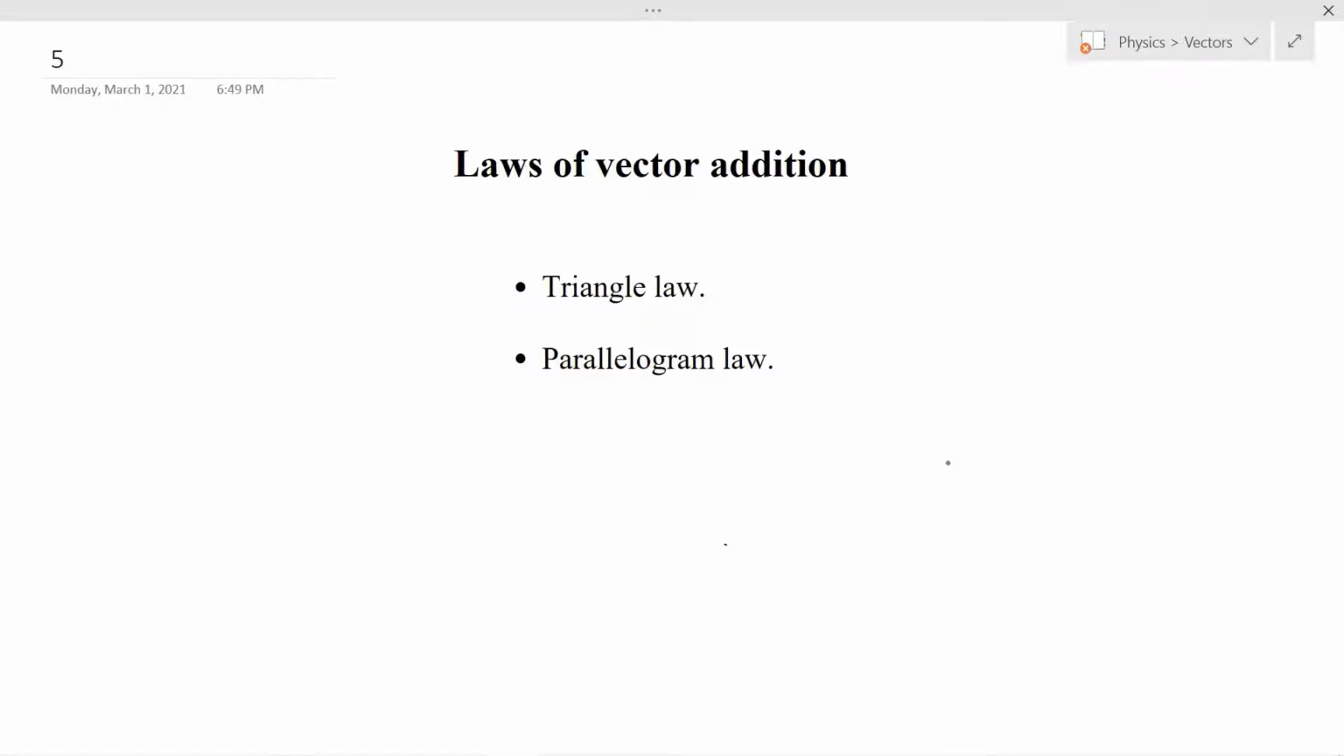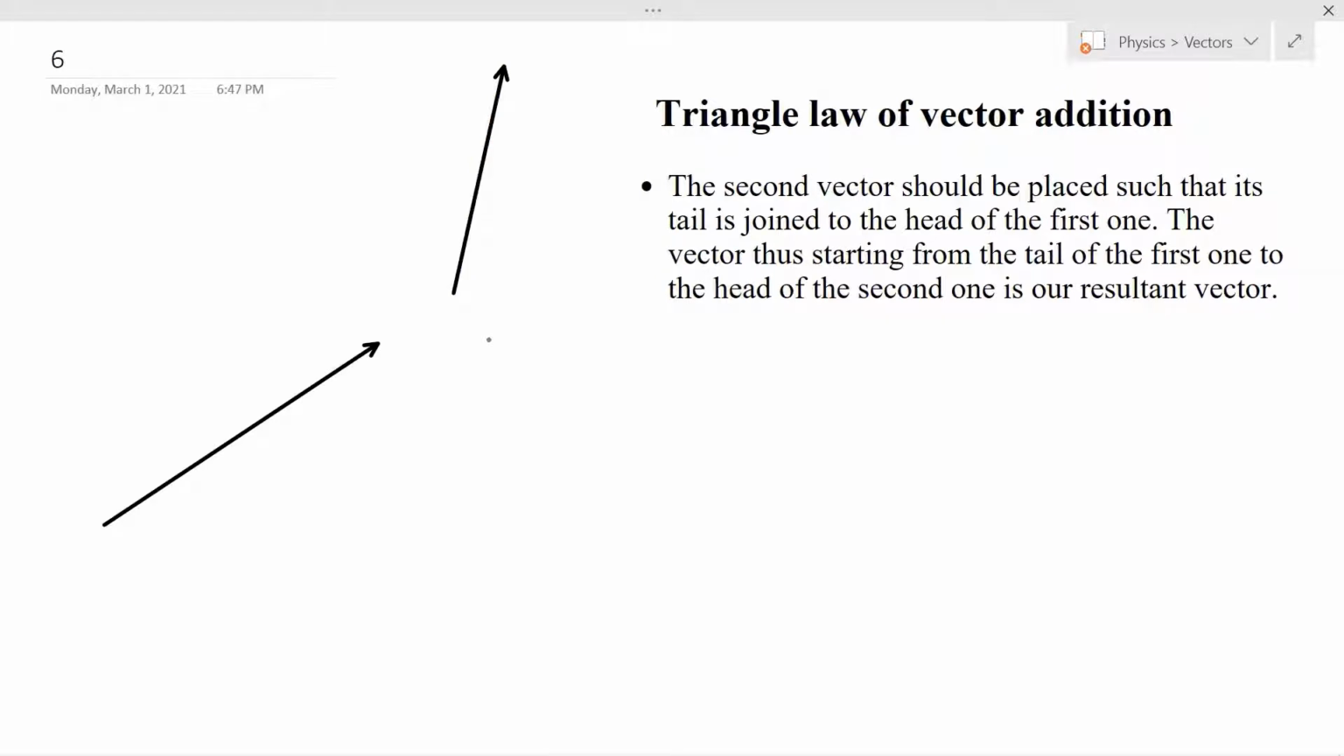In this session, we will talk about laws of vector addition. There are two laws of vector addition. One is the triangle law of vector addition and another is the parallelogram law of vector addition. So let's look at both of these one by one. So let's talk first about the triangle law of vector addition.